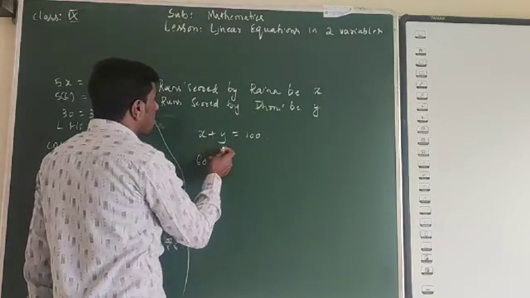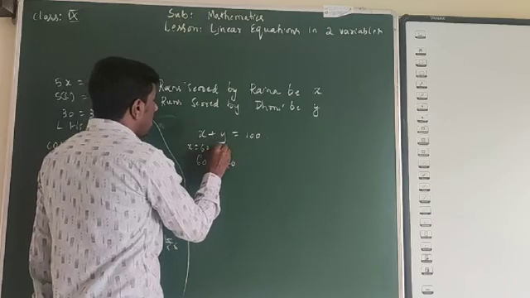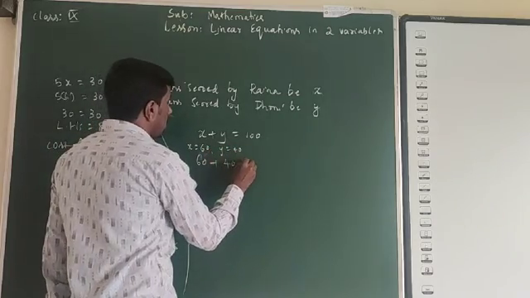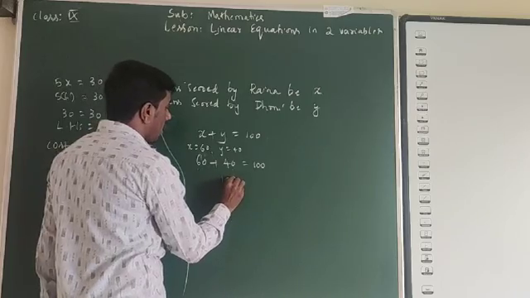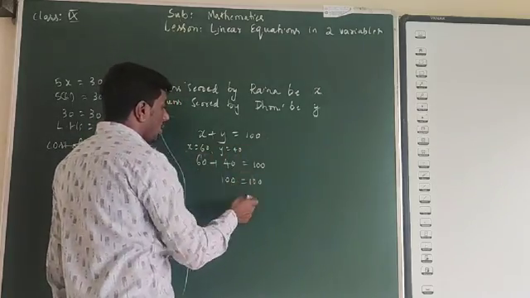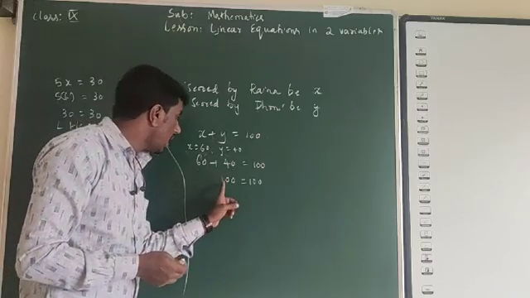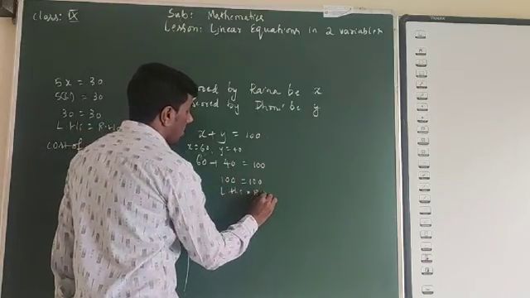Let me take x as 60 and y as 40. Then x plus y is equal to 100 on the RHS. 60 plus 40 is equal to 100. So 100 is equal to 100. Therefore, x is equal to 60, y is equal to 40 is a solution, because I am getting LHS equal to RHS. Clear?